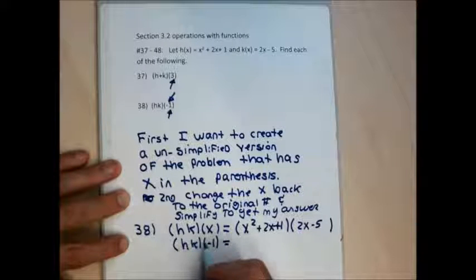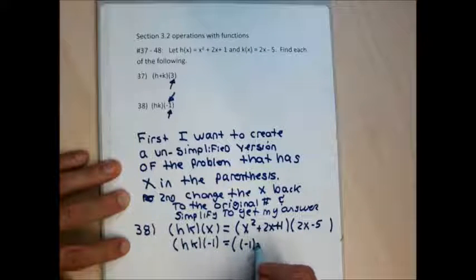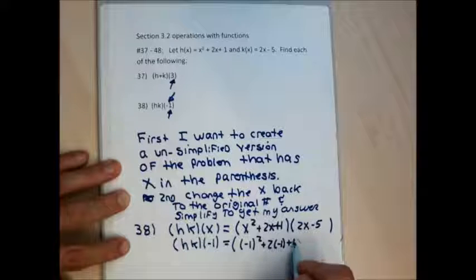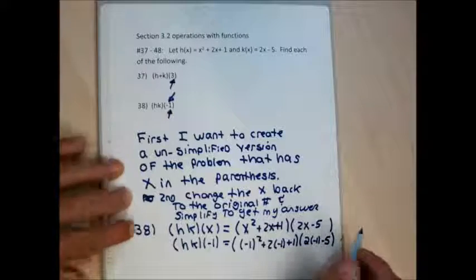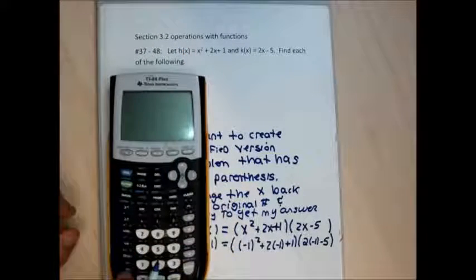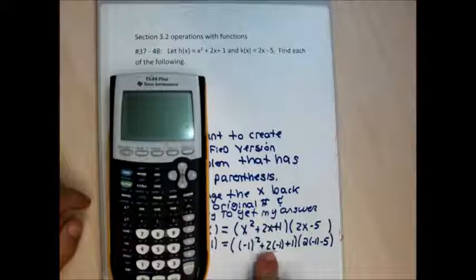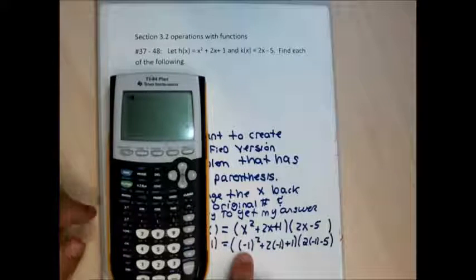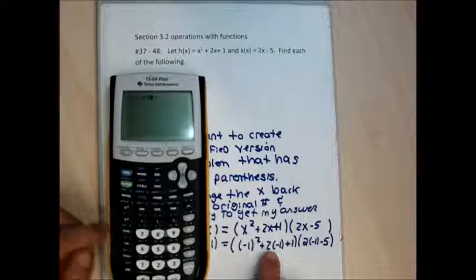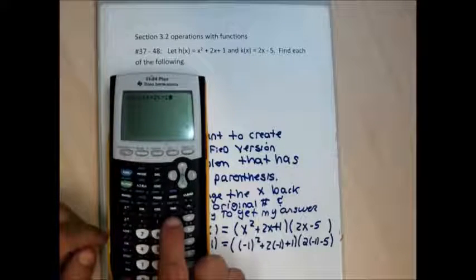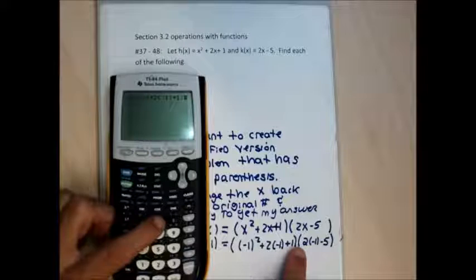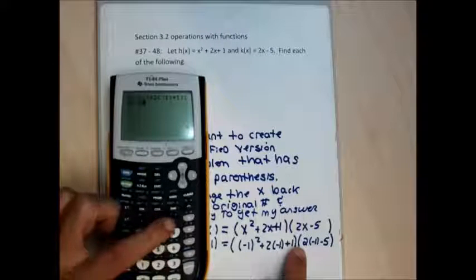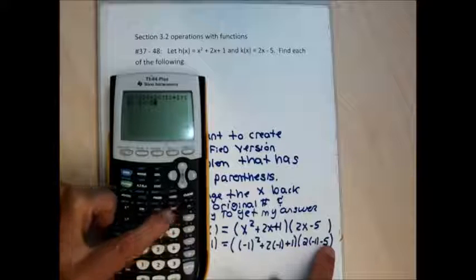So h times k of negative 1 is going to equal negative 1 squared plus 2 times negative 1 plus 1, and then 2 times negative 1 minus 5. I think I'm going to be pretty lazy this morning and do a lot of these on my calculator. So I'm going to attempt to enter this on my calculator. I'm going to go first parentheses, and then negative 1 squared in a parentheses, plus 2 parentheses negative 1, and then plus 1, and then that right parentheses, and then the left parentheses, and then 2 parentheses negative 1, minus 5 in that right parentheses.